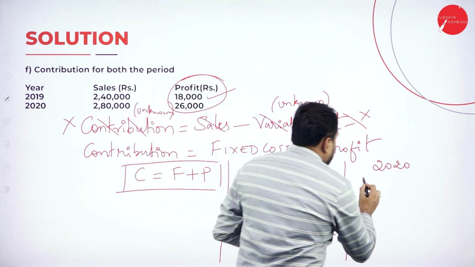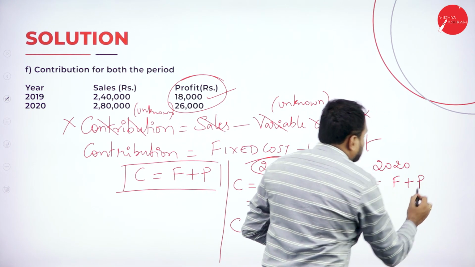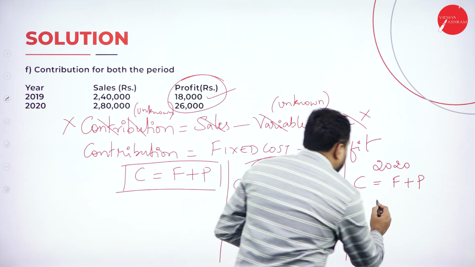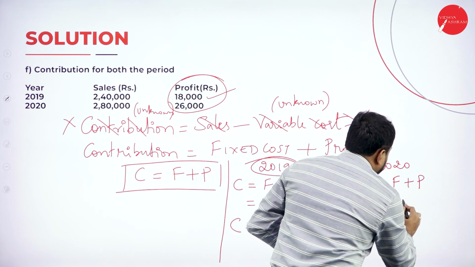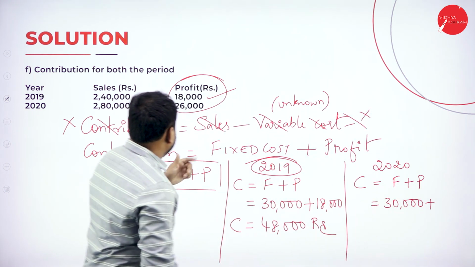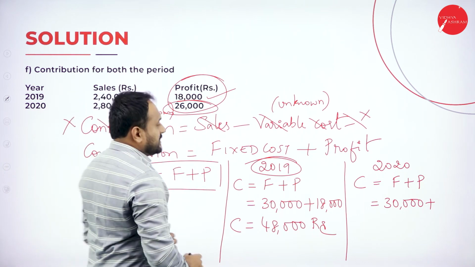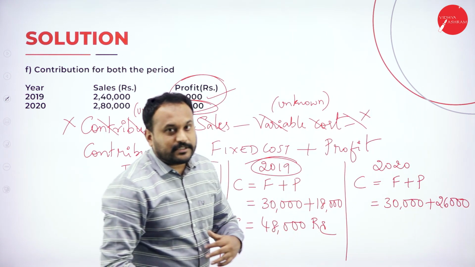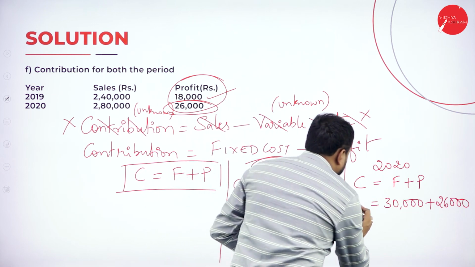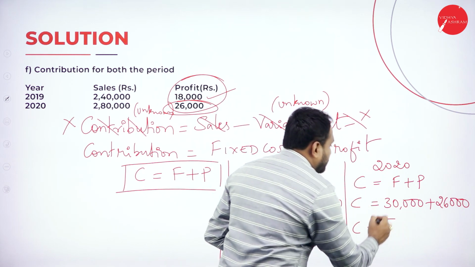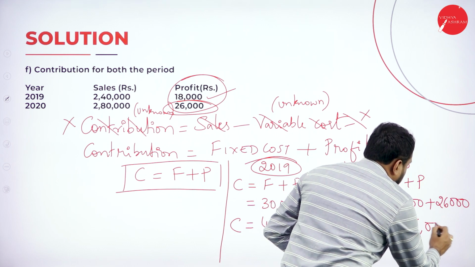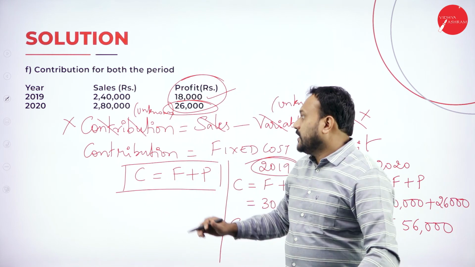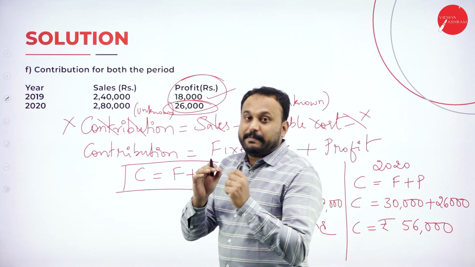Next, 2020, same. C is equal to F plus P. Write the formula because you know the formula. Write the formula again and again wherever it is required. So C is equal to, F will not change, so it is 30,000 plus, what is the profit in 2020? That is 26,000. So 30 plus 26 is how much? It is 56,000. So contribution is equal to 56,000 rupees. So this is what we have found. We have found contribution also. So totally, these are the questions which are going to come in your main examination.